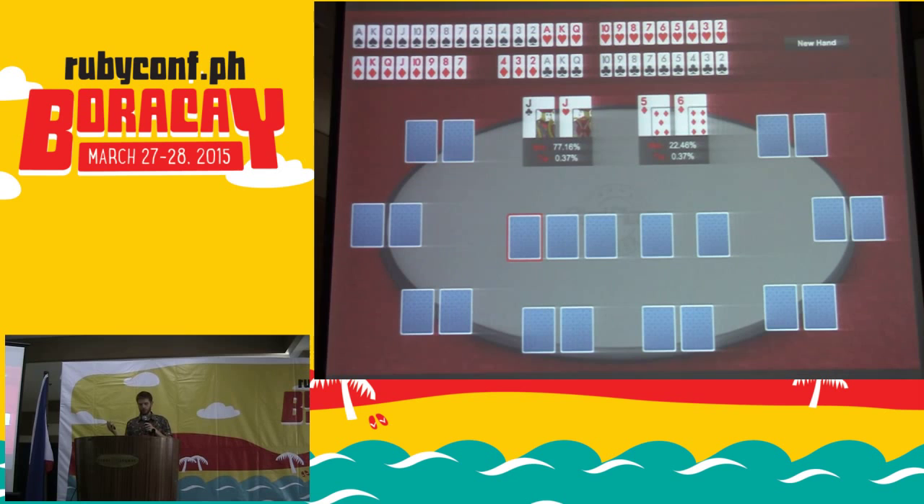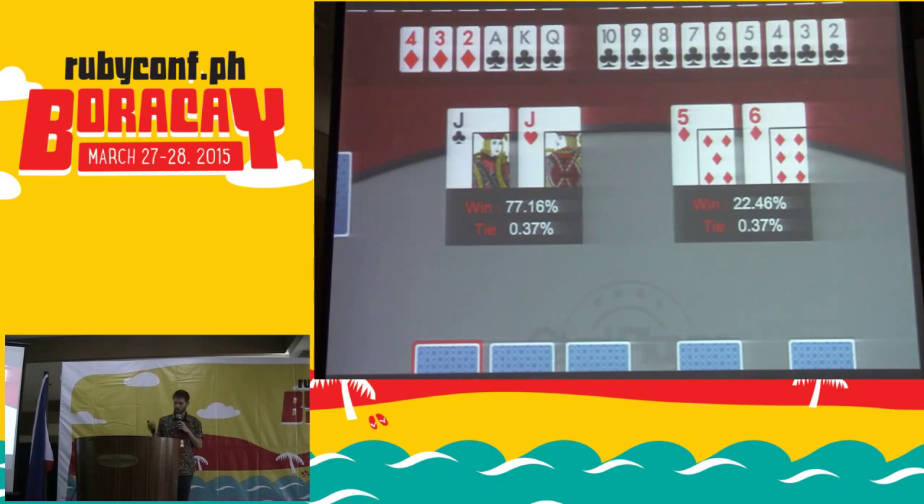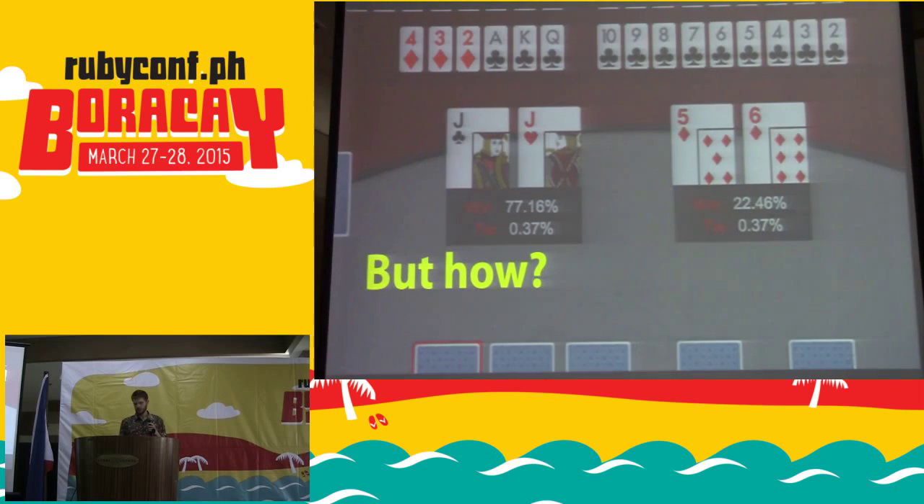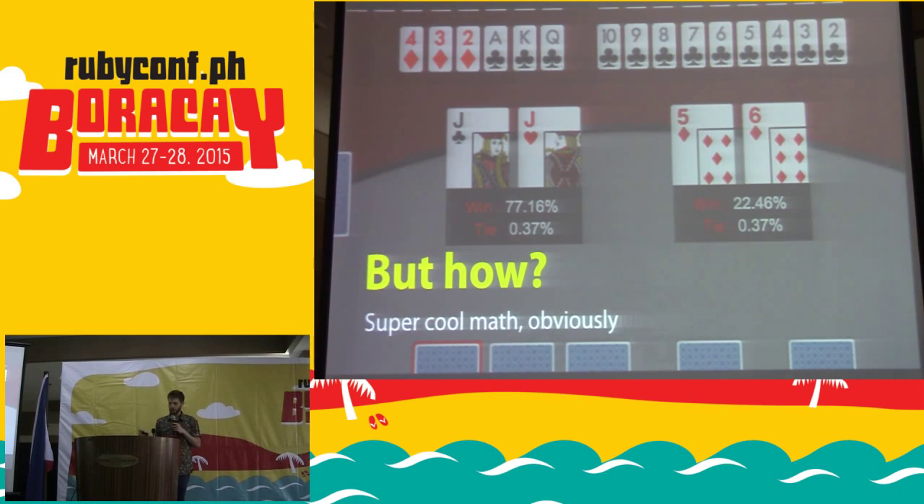So we have poker calculators. Poker calculators, they basically let us input a certain situation. So for example, here we have the 5 6 of diamonds versus the 2 jacks, and they will tell us what each player's odds of winning are. So in this case, we see that the 5 6 of diamonds has around 22%, and the 2 jacks has around 77%. That's right, but how do they work? Well, super cool math, obviously.